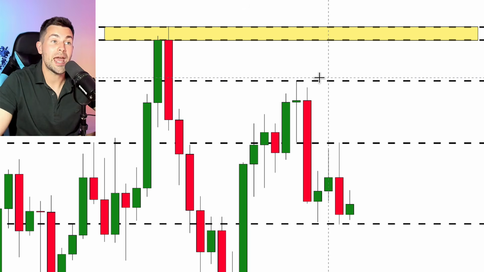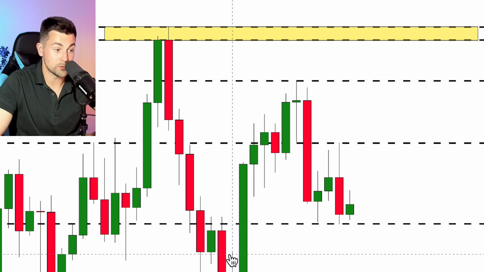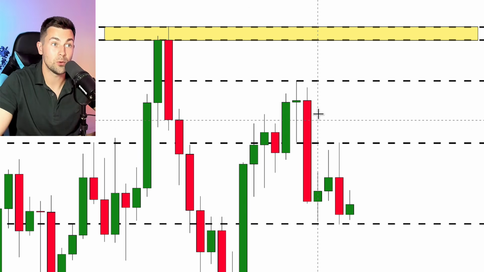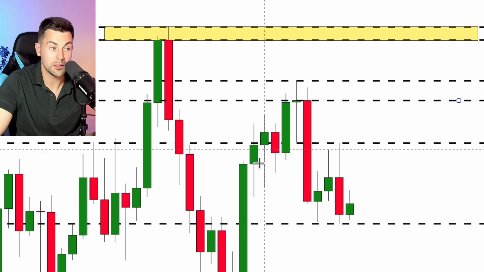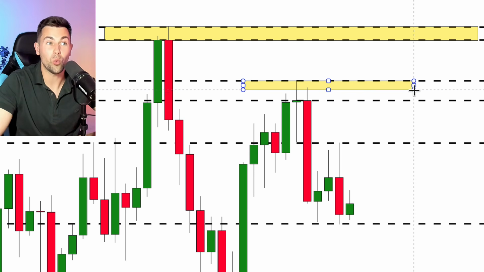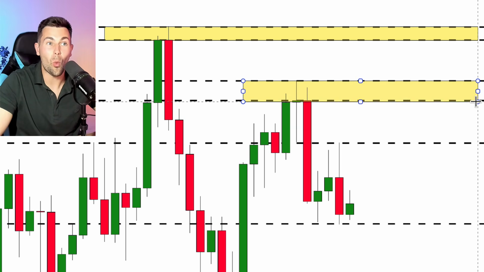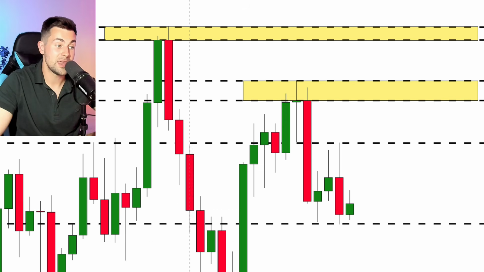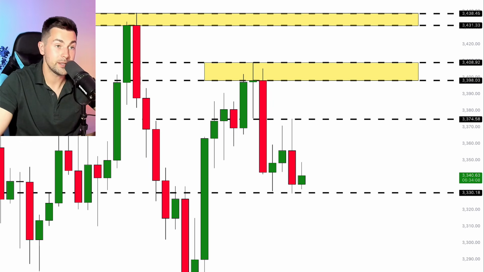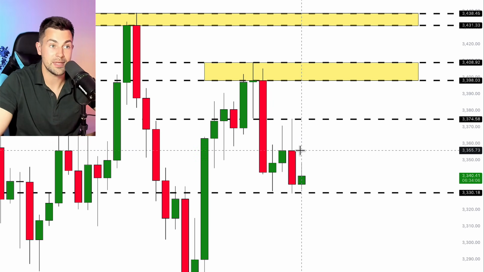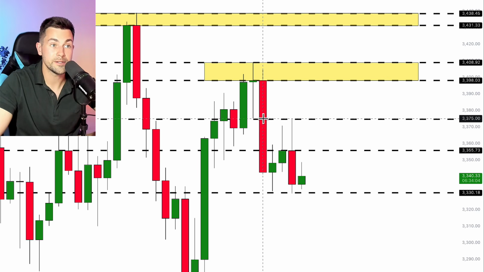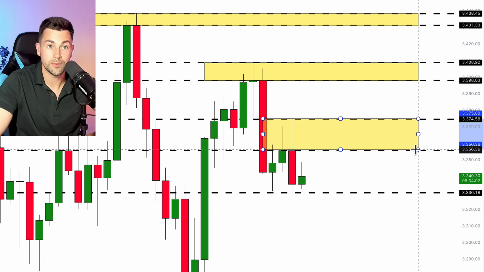A bit lower we have our second key resistance, and again we should also consider a candle close here, and our supply zone will be based on our key level and the level of the candle close. Then we have another key level, we underline the candle close, and here is our third supply zone.